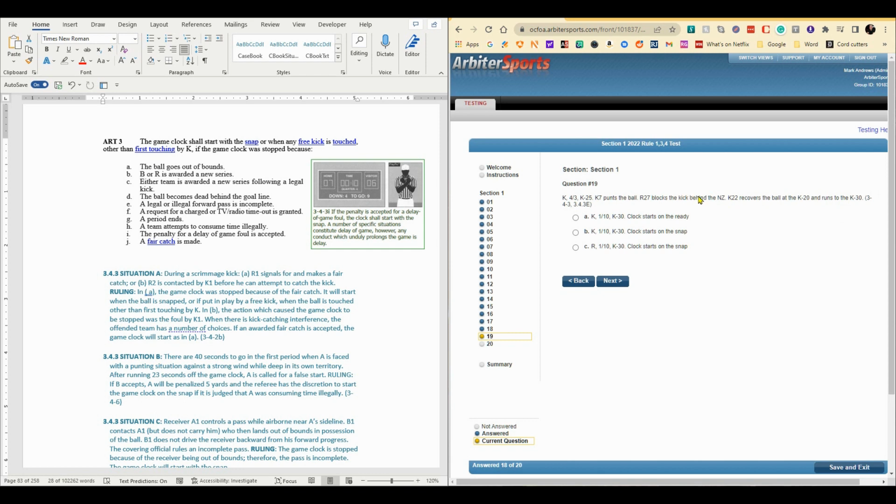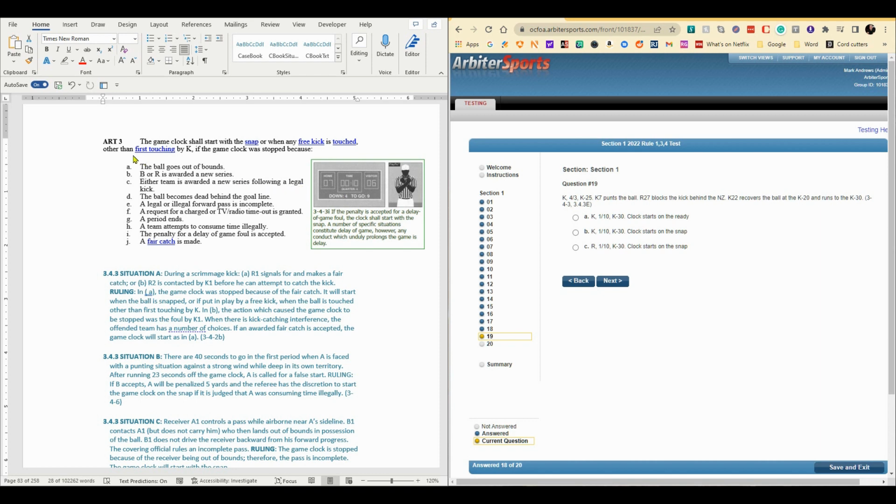So we've got a 4th and 3 at the K25. We have a legal kick that ends up behind the neutral zone at the K20. The K player legally can advance this ball, and he does so, gets to the K30. So K has a first down. And so the question is really whether we start on the ready or on the snap.